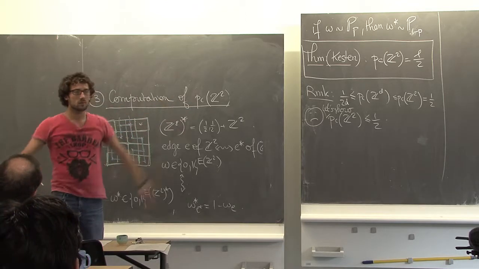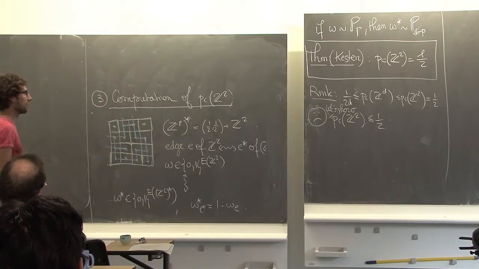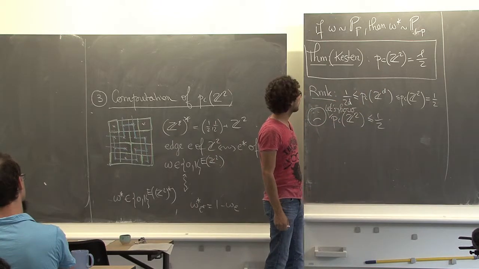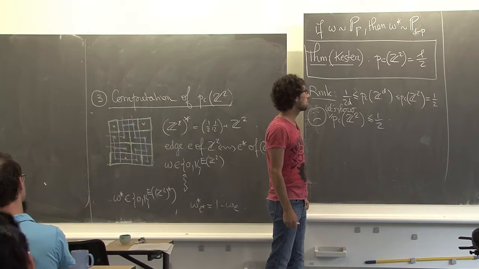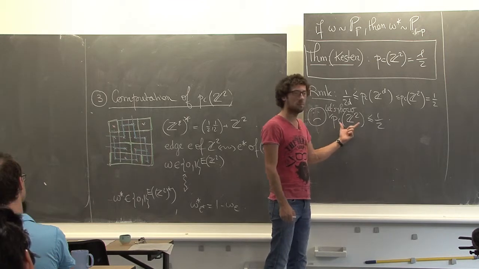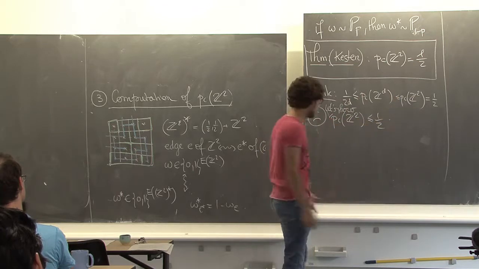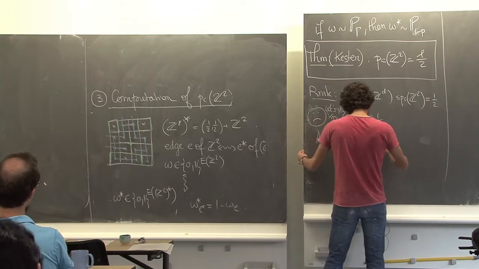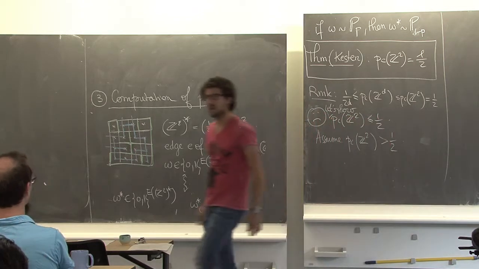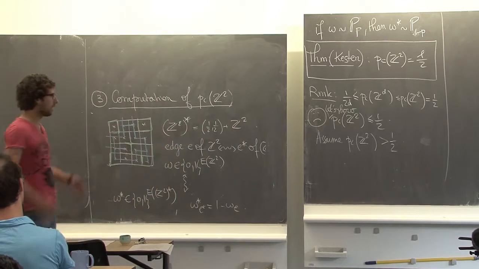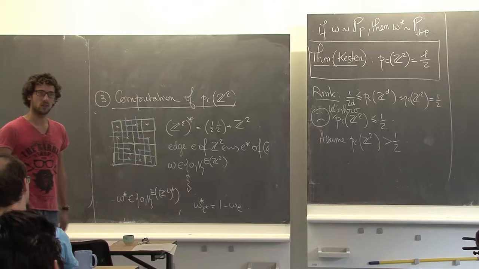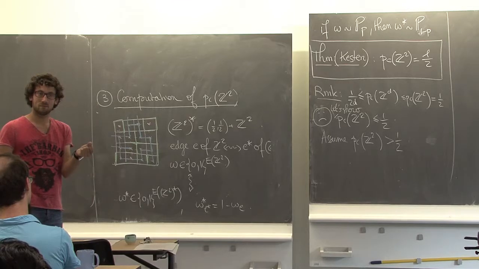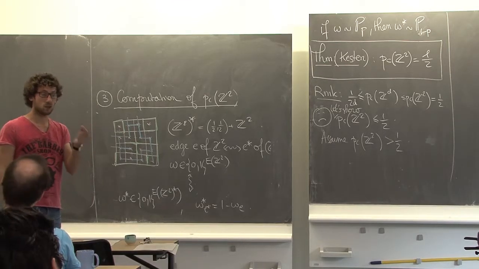Oh, maybe I should first wave hands and see what your reactions are. Can somebody tell me intuitively why, assuming PC of Z2 strictly larger than 1/2, so let's assume PC of Z2 strictly larger than 1/2, why this is absurd? Does somebody have an idea why? Okay, that sounds wrong, written like that. What is going to happen at 1/2? I am strictly below PC, so what do I know?